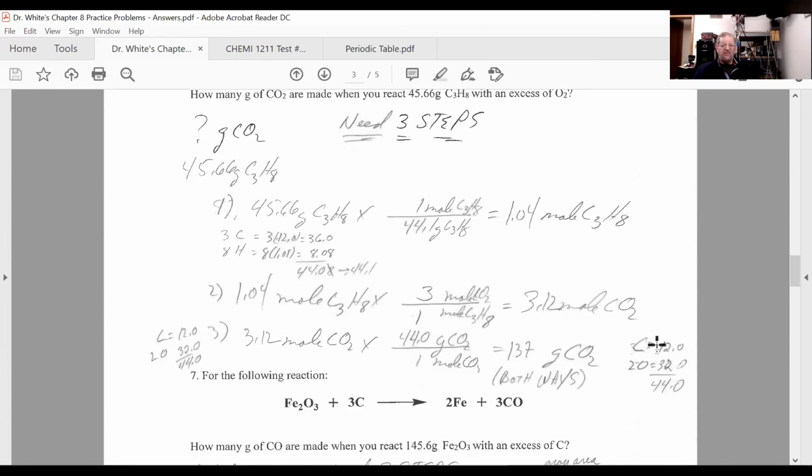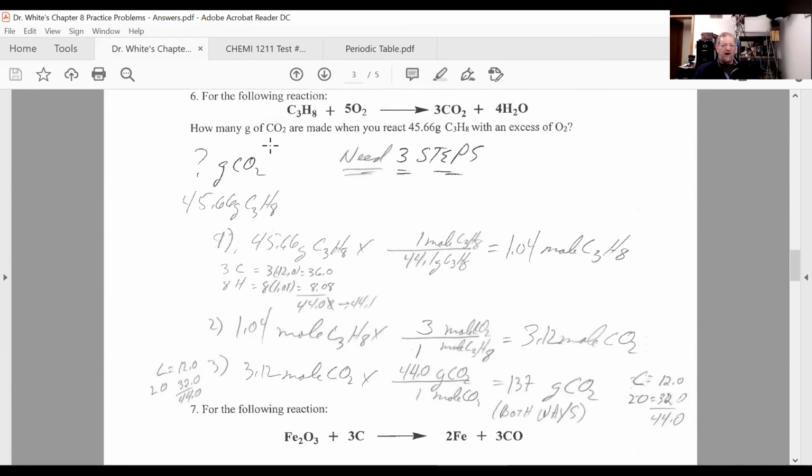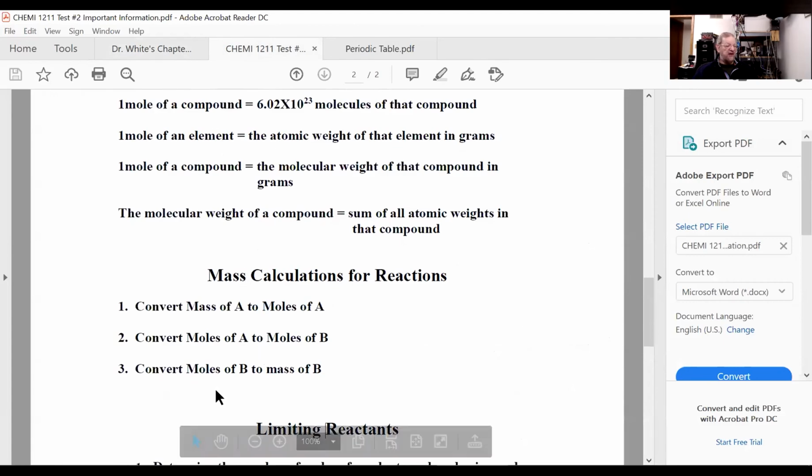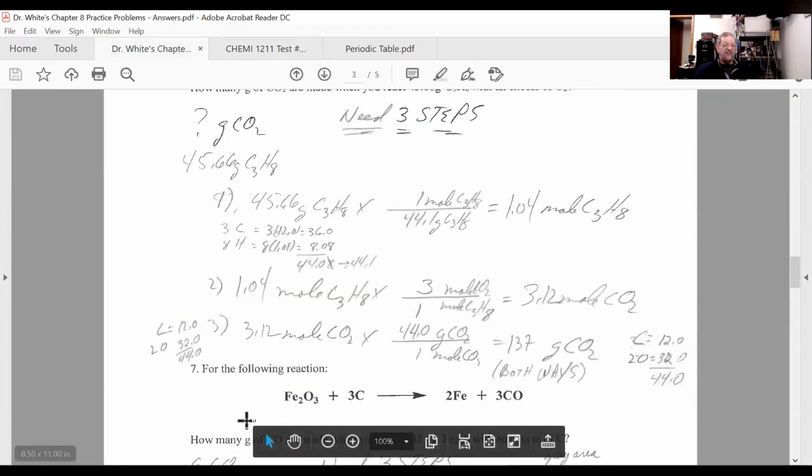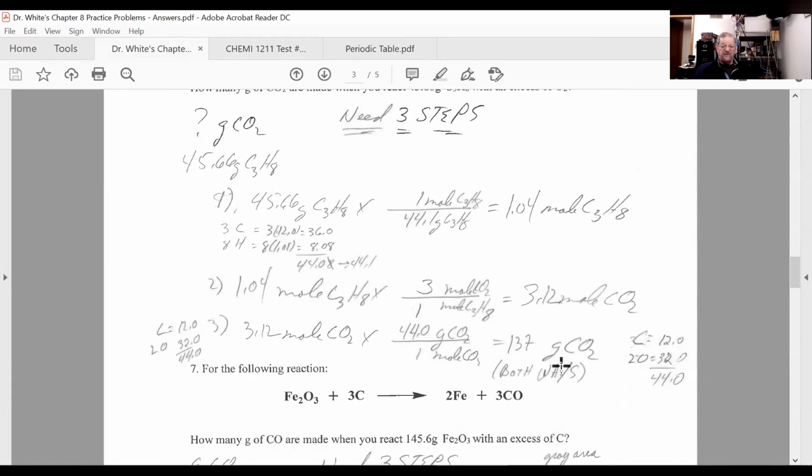Am I done? No, I have moles of CO2. I want to get to grams of CO2. And now we'll do step number 3, convert moles of what we now have to mass, meaning grams of what you're trying to get the answer. And therefore, step 3, I have moles of CO2. I want to get to grams of CO2 and use unit analysis, your good buddy, your good friend.